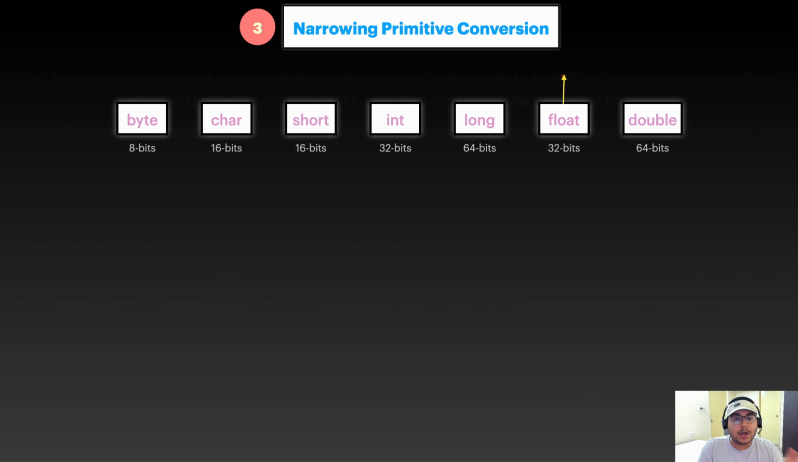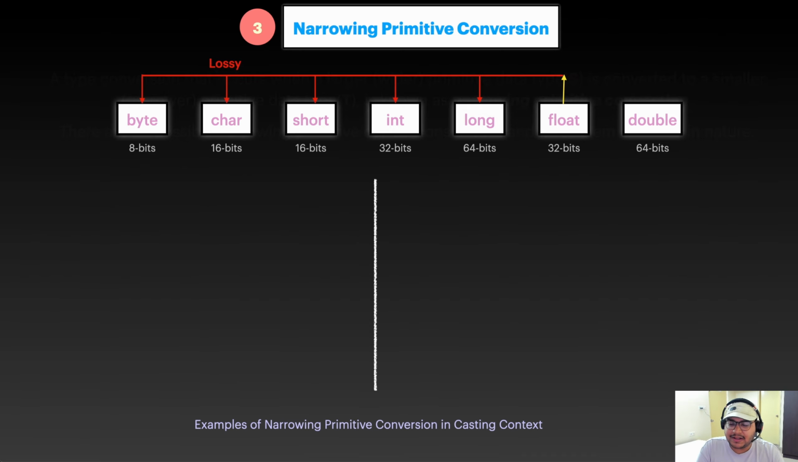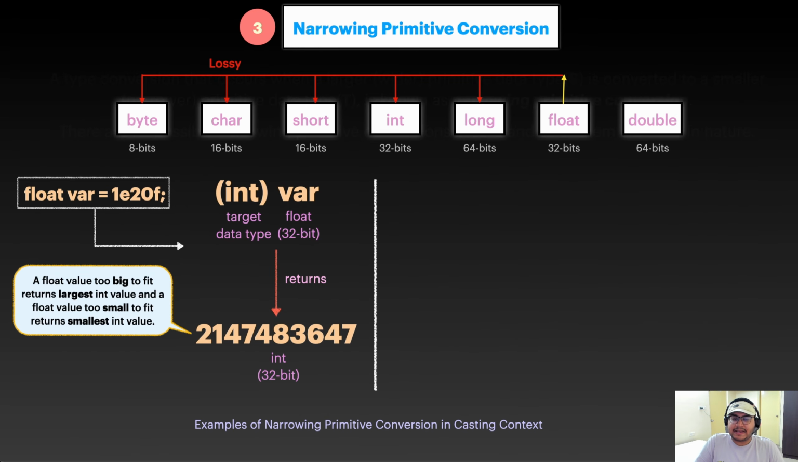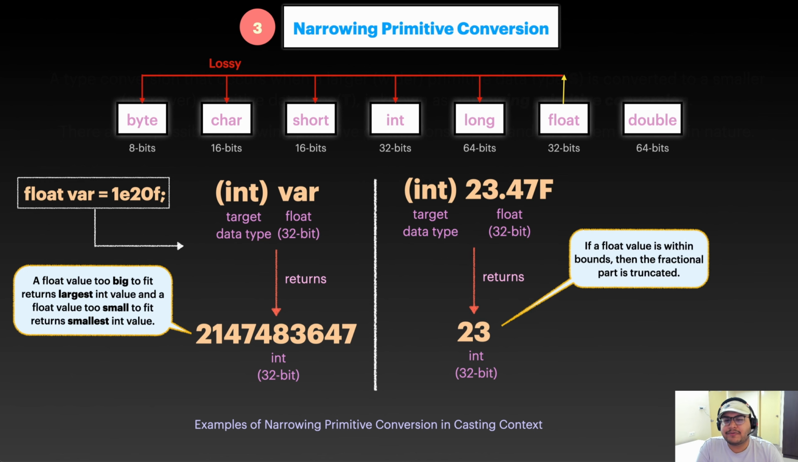Next, we have narrowing primitive conversion from float to long, int, short, char, or byte, which are again lossy in nature. When a float value that is too large to fit is narrowed to an int, it returns the largest possible int value that can be stored inside the int data type. And if the float value is too small to fit, it returns the smallest possible int value, as shown in the first case over here. In the second case, a float literal 23.47f, which is within the integer range, when cast to int, loses the fractional part, or the part which is written after the decimal point, returning only 23 as the final answer.